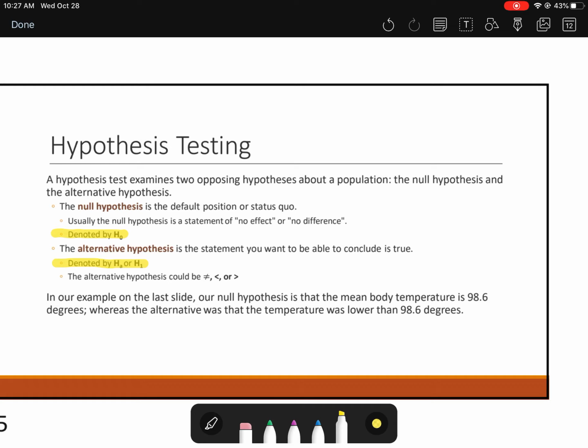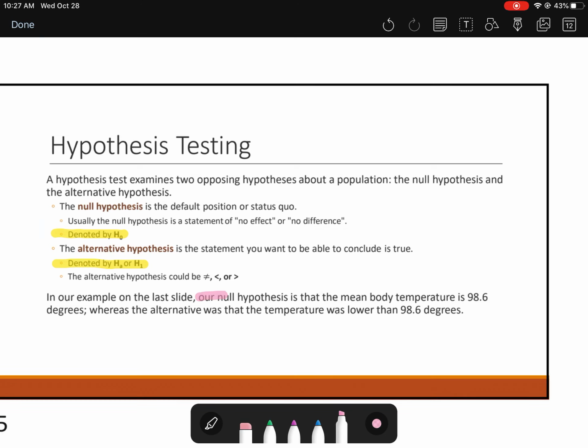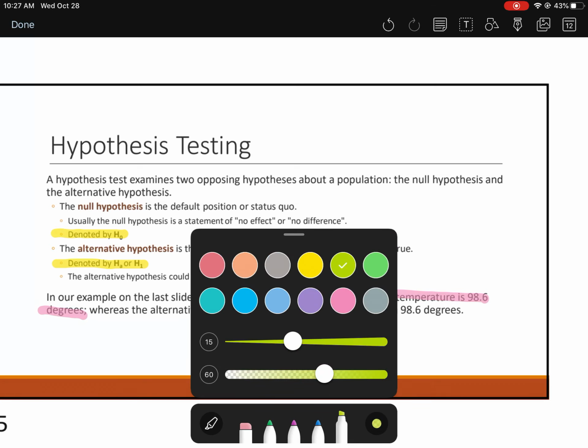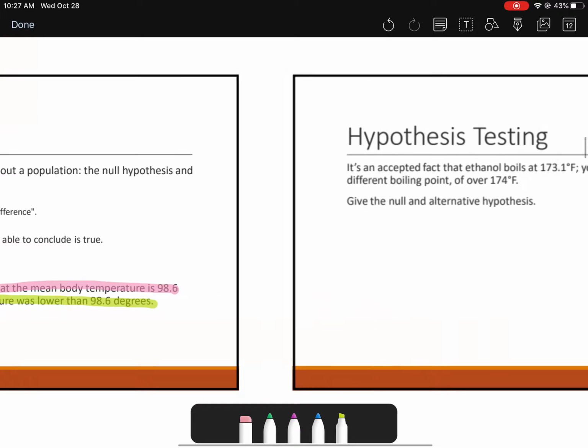If I looked at my last example on the slide with the temperature of the body, our null hypothesis is that the mean body temperature is 98.6 degrees. And then the alternative hypothesis was that the temperature was lower than 98.6 degrees.